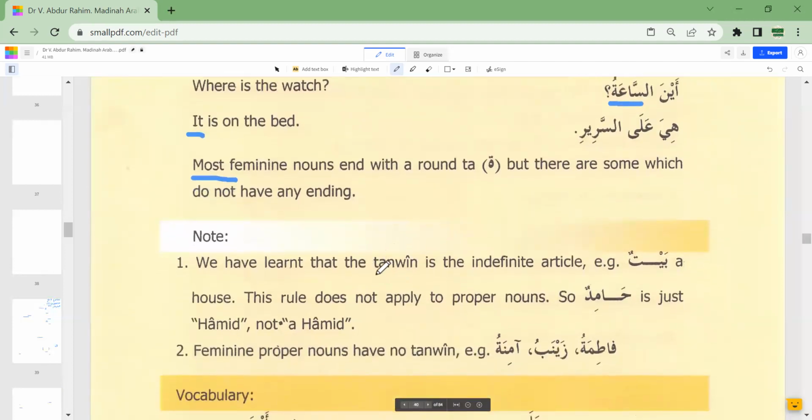And yes, we learned that tanween is nakira, but this does not apply for proper nouns, such as names. For names, we will say Hamid, not Hamidun. It's not a Hamid, it's just Hamid, okay? And one important thing is that feminine names have no tanween. So it's not going to be Fatimatun, it's just Fatimatu, Zainabu, Aminatu. But for masculine names, it can have tanween.